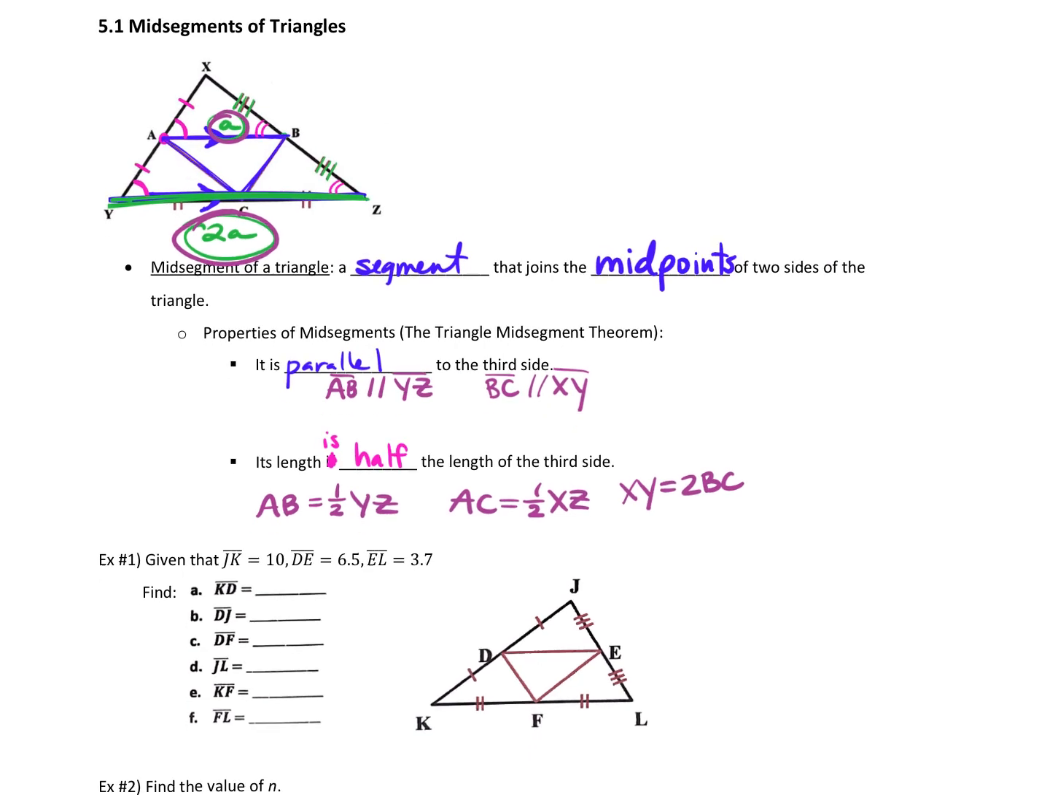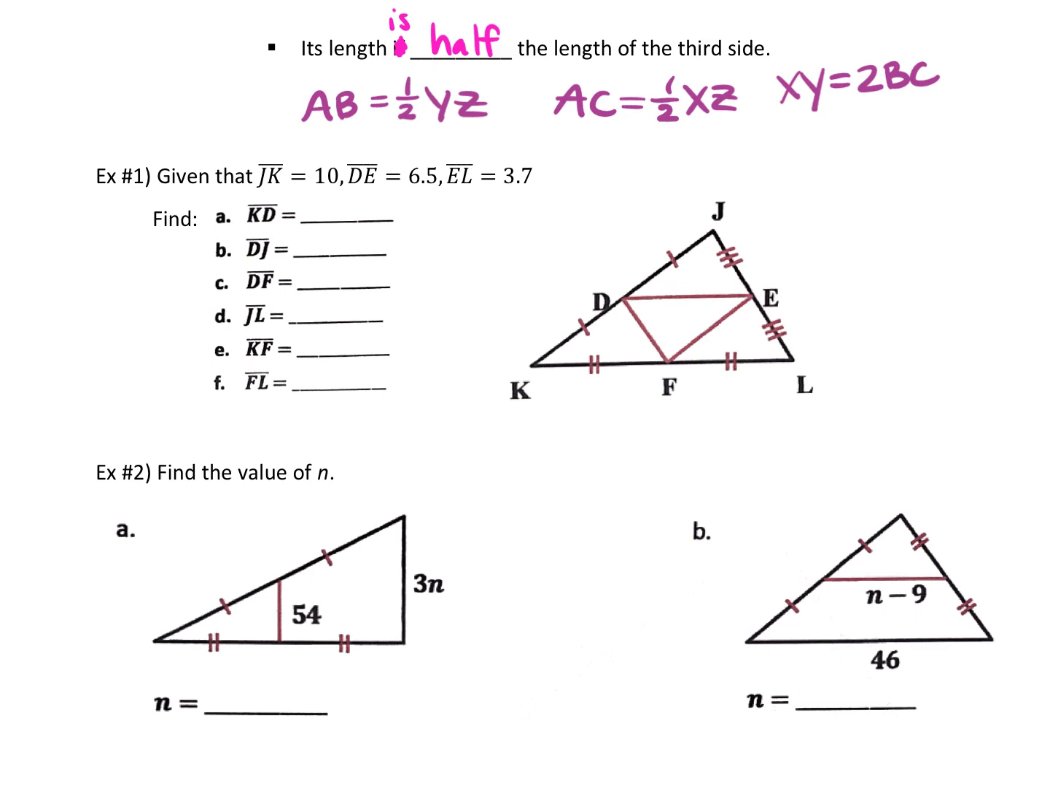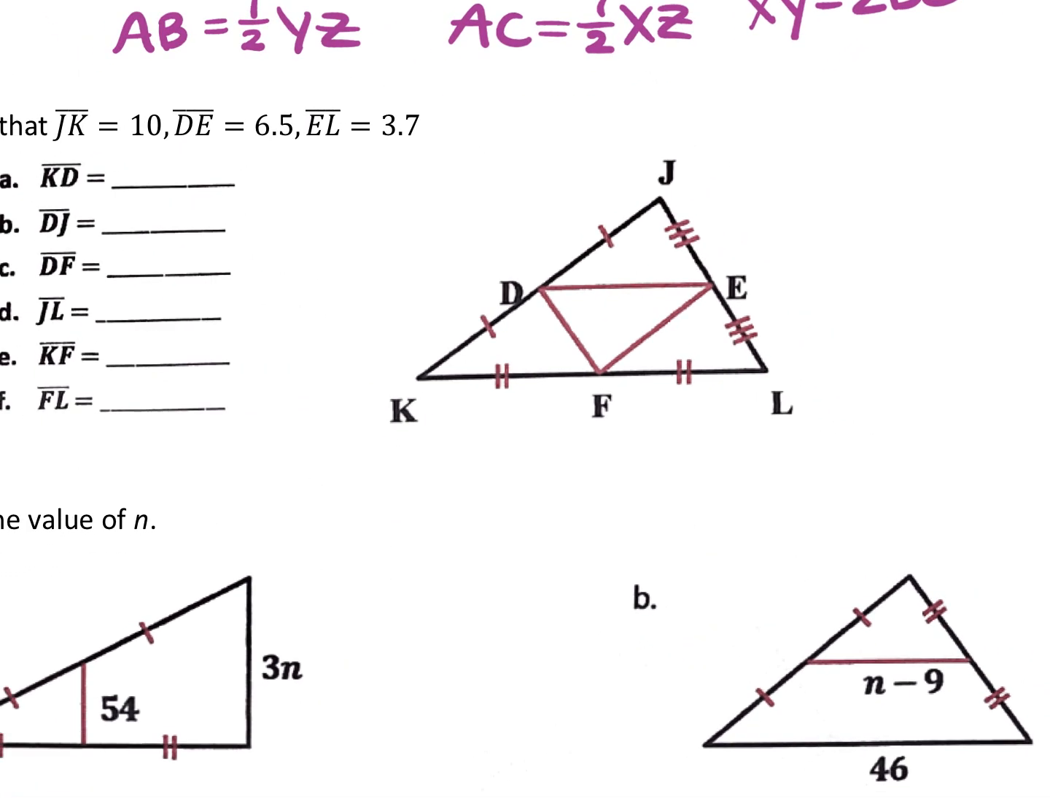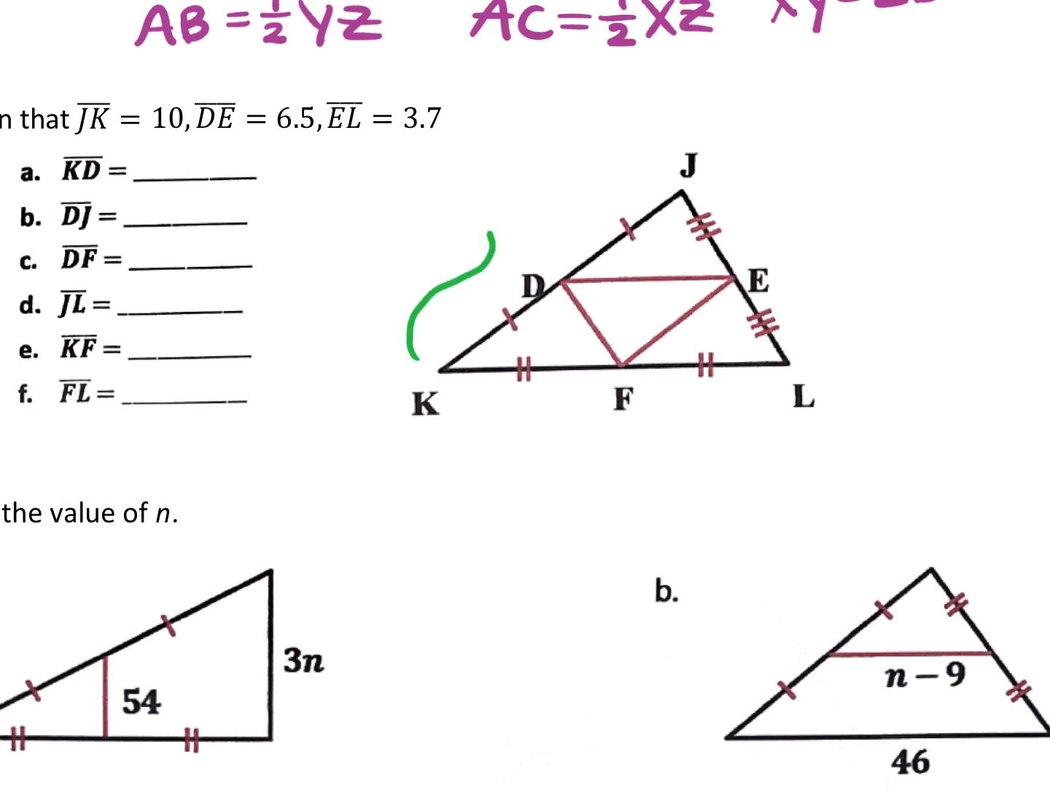So take a look at this. If I tell you, and we're just going to write these in, JK is 10. So this length right here is 10. DE is 6.5. And EL, that's this piece, is 3.7. Okay, so that's everything that was given to us. That's the stuff they told us is true. We should now be able to find every other piece of this triangle. Okay, let's see if we can.